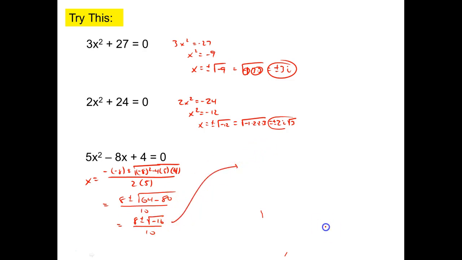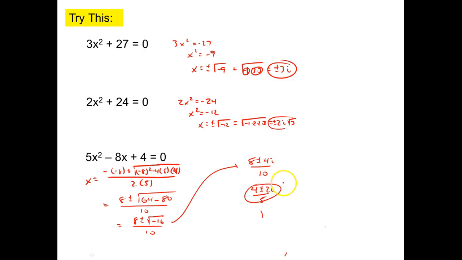Up here we have a little more room. 8 plus or minus radical 16 is 4i for the negative. I can factor out a 2 from everything, so that gives me 4 plus or minus 2i over 5. This is typically a recognizable solution.